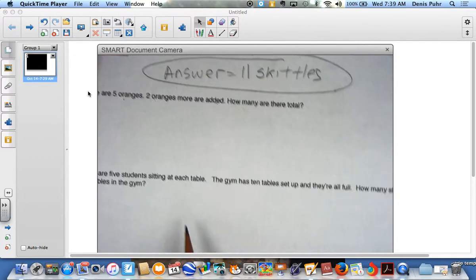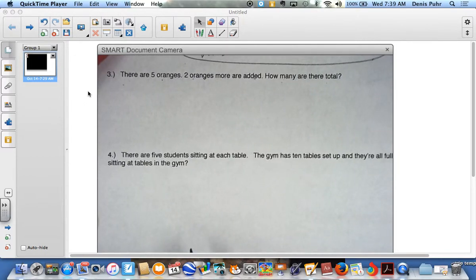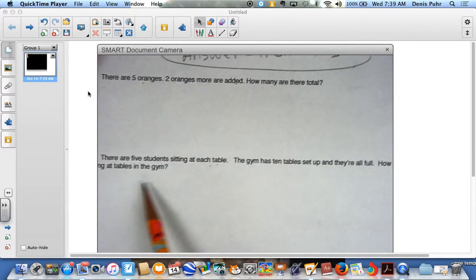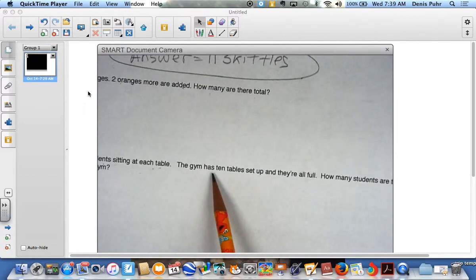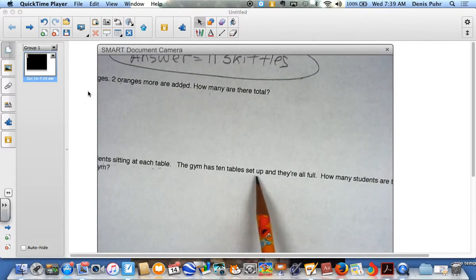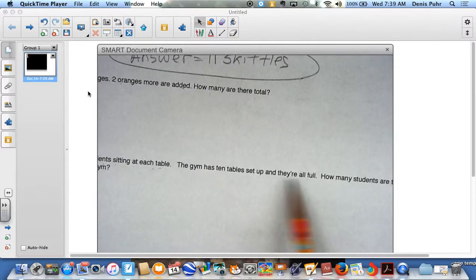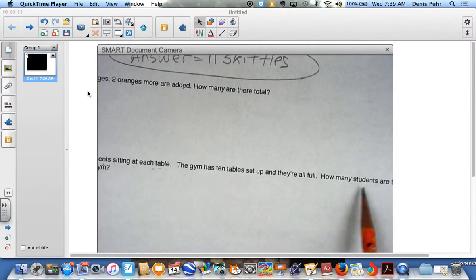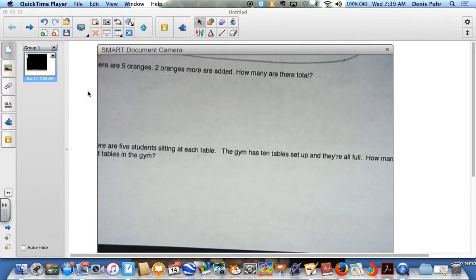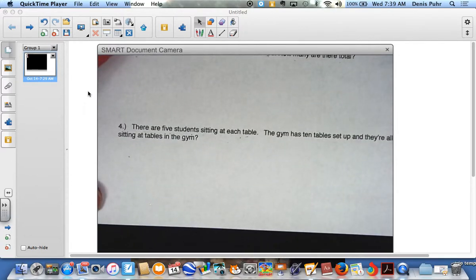Number 4. There are 5 students sitting at each table. Again, there are 5 students sitting at each table. You might want to draw out a picture of a table and draw 5 little stick figures. The gym has 10 tables set up and they're all full. So you think about that. There's one table with 5, but there's 10 of them. How many students are there sitting at tables in the gym?